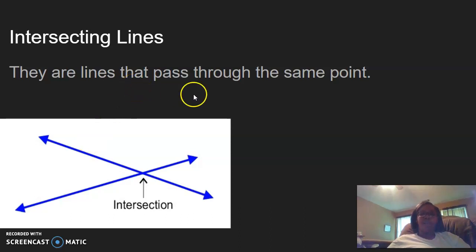Intersecting lines are lines that pass through the same point. Again, like right here, they cross right here, but they didn't form 90-degree angles. So even though they're intersecting lines, they are not perpendicular lines because they do not form a right angle.